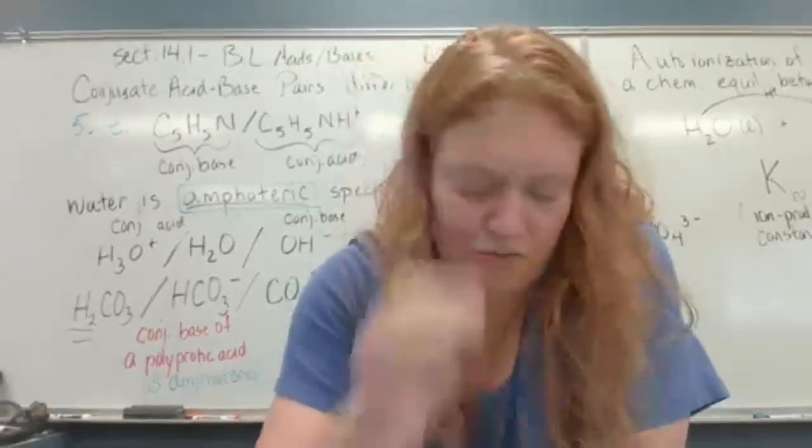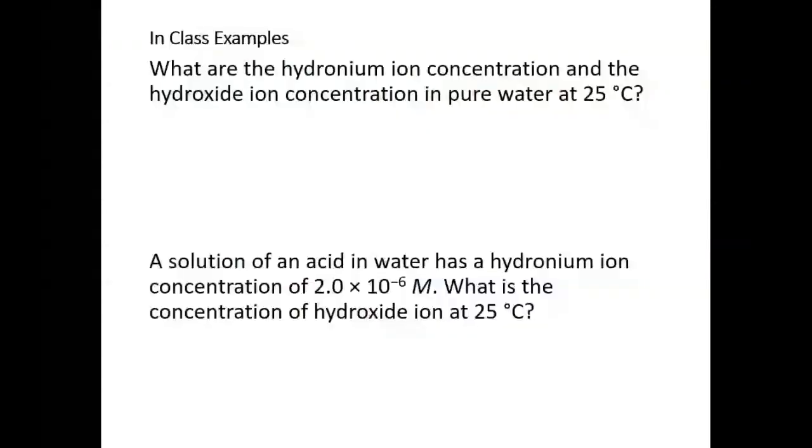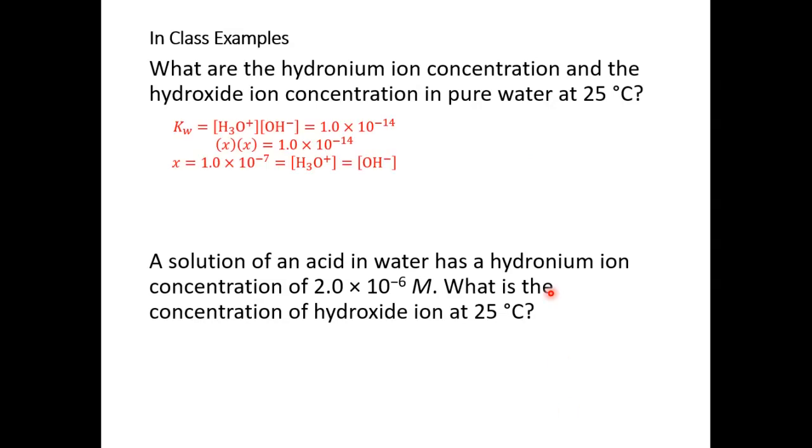I do have two quick practices that we can do. I just did this one. This is number 6 on our in-class example. What are the concentrations in pure water? The concentrations in pure water are 1 times 10 to the negative 7th for each one. And pure water is what we know to be a neutral solution, right? But what about number 7?